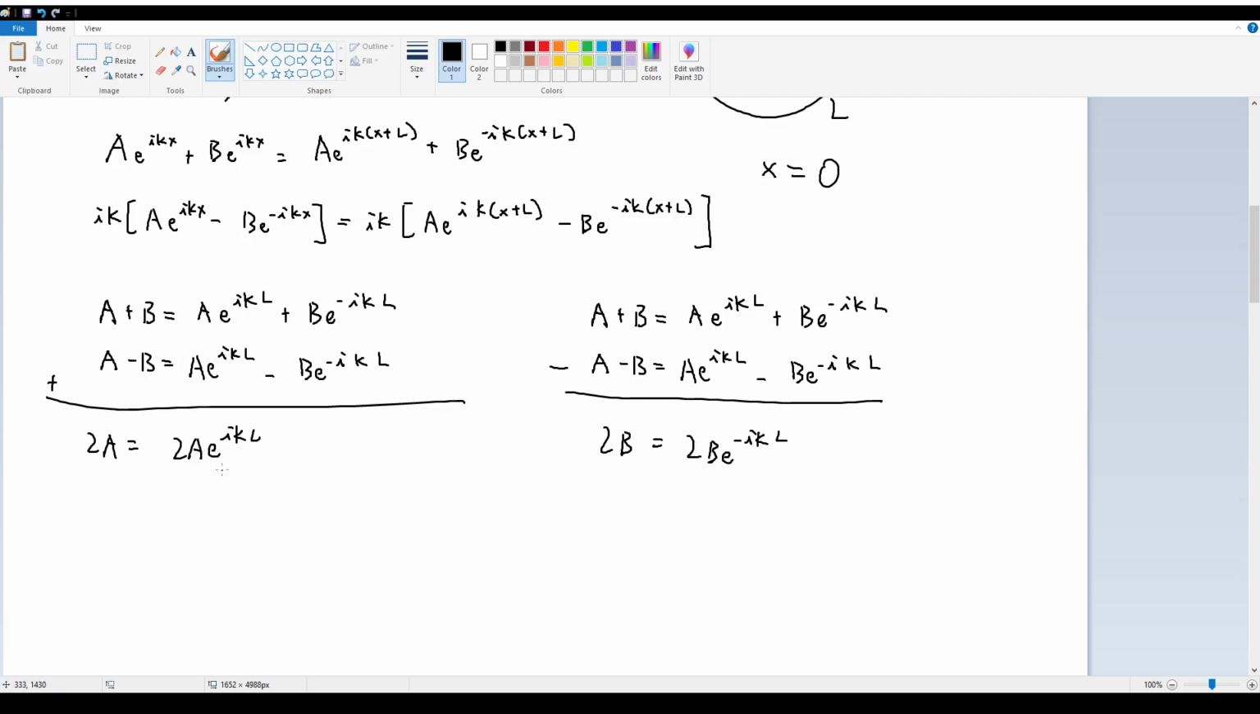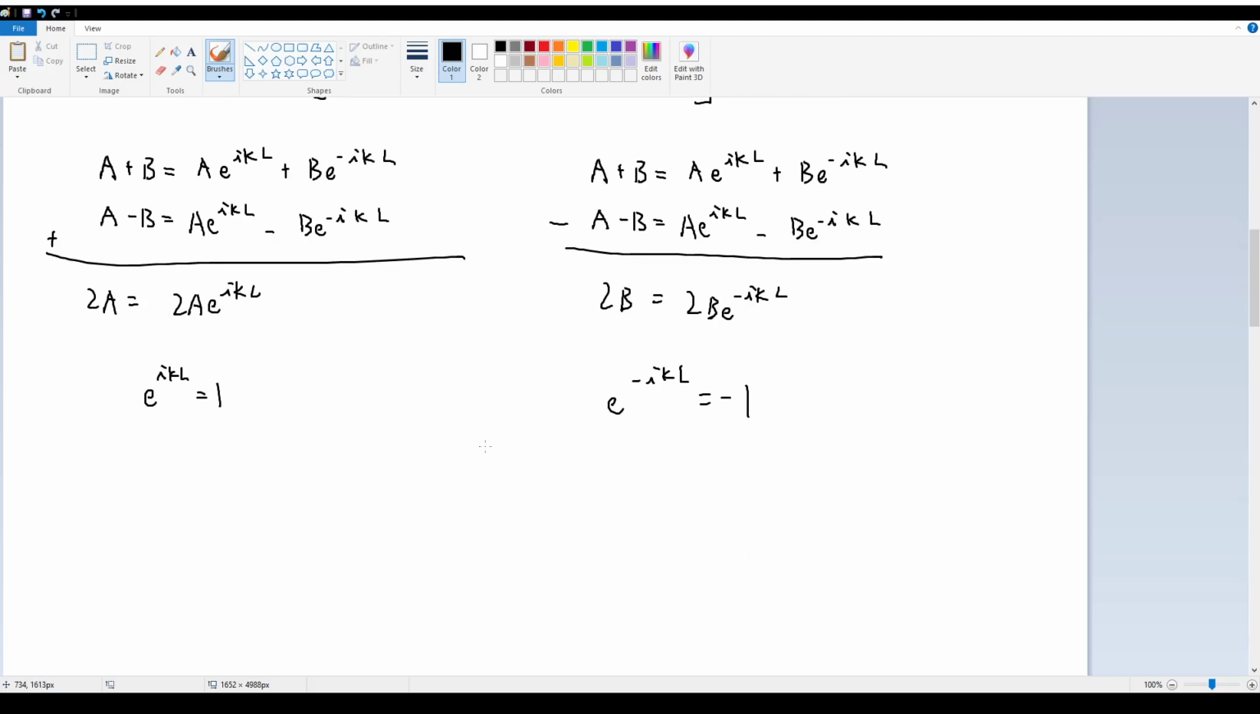Regardless of which one, in order for these to be true, e to the ikl has to equal 1, and e to the negative ikl has to equal negative 1. By using Euler's formula, this is basically telling us cosine of kl has to equal 1, and respectively cosine of kl has to equal negative 1. These two conditions evidently tell us the exact same thing, because cosine of negative kl is equal to cosine kl, because of the fact that cosine is even.